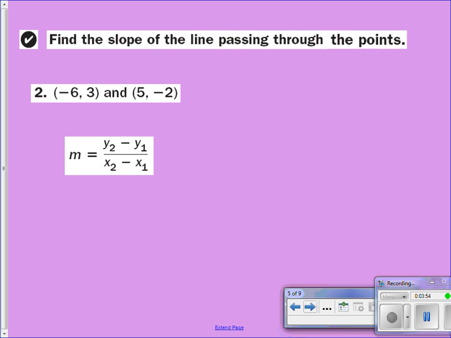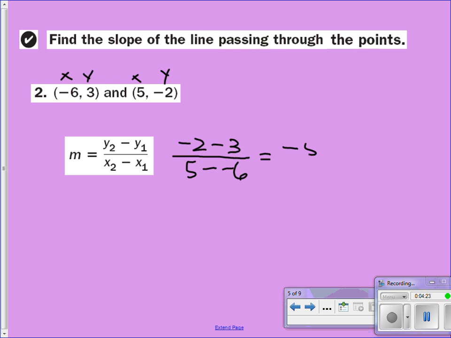So if they've given you 2 ordered pairs, all we need to do is find the difference between those ordered pairs. Here's a y value, and here's a y value, and I need to subtract them. -2 minus 3, and I'm going to put that over the difference of my x values. Make sure that you start with the same ordered pair each time. I started with the -2 from the second ordered pair, so I need to start with the 5 from the second ordered pair, minus, watch your signs, -6. And that equals -5 over 11. And I cannot reduce that fraction, so my slope is -5/11.